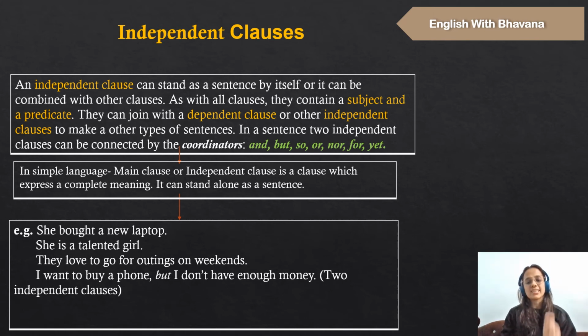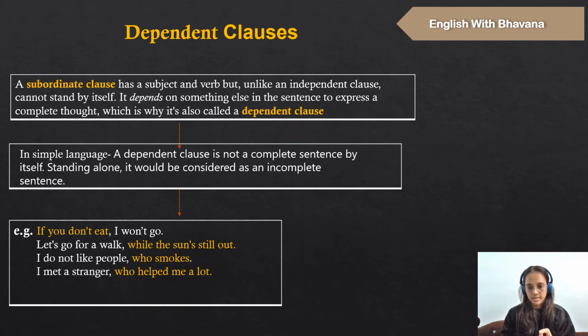So now let's go to the next type of clause. Dependent clauses. What are dependent clauses? A subordinate clause, which is also known as dependent clause, has a subject and a verb, but unlike an independent clause, cannot stand by itself. It depends on something else in the sentence to express a complete thought, which is why it is also called a dependent clause. The word dependent means it is dependent. Independent, what is it? Stand alone. Dependent cannot stand alone. It requires an independent clause to complete. Okay. In simple language, a dependent clause is not a complete sentence by itself. Standing alone, it would be considered an incomplete clause.